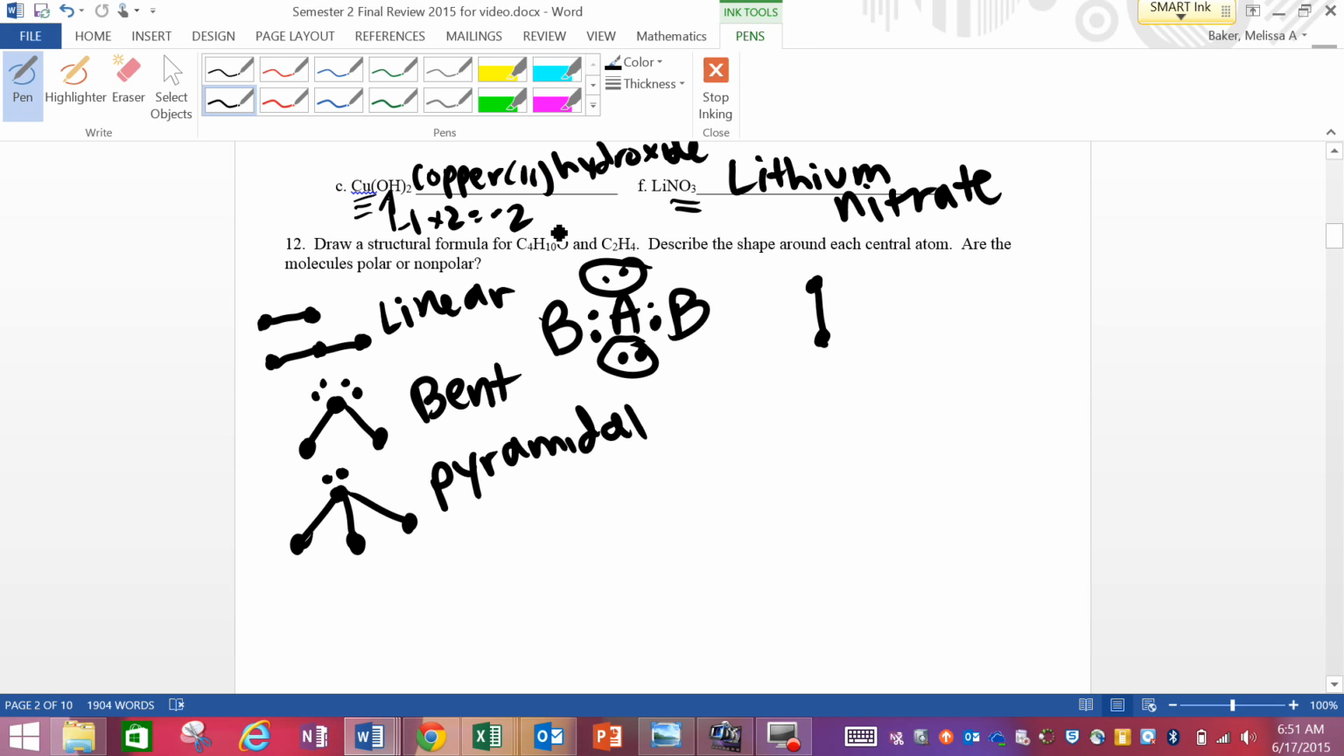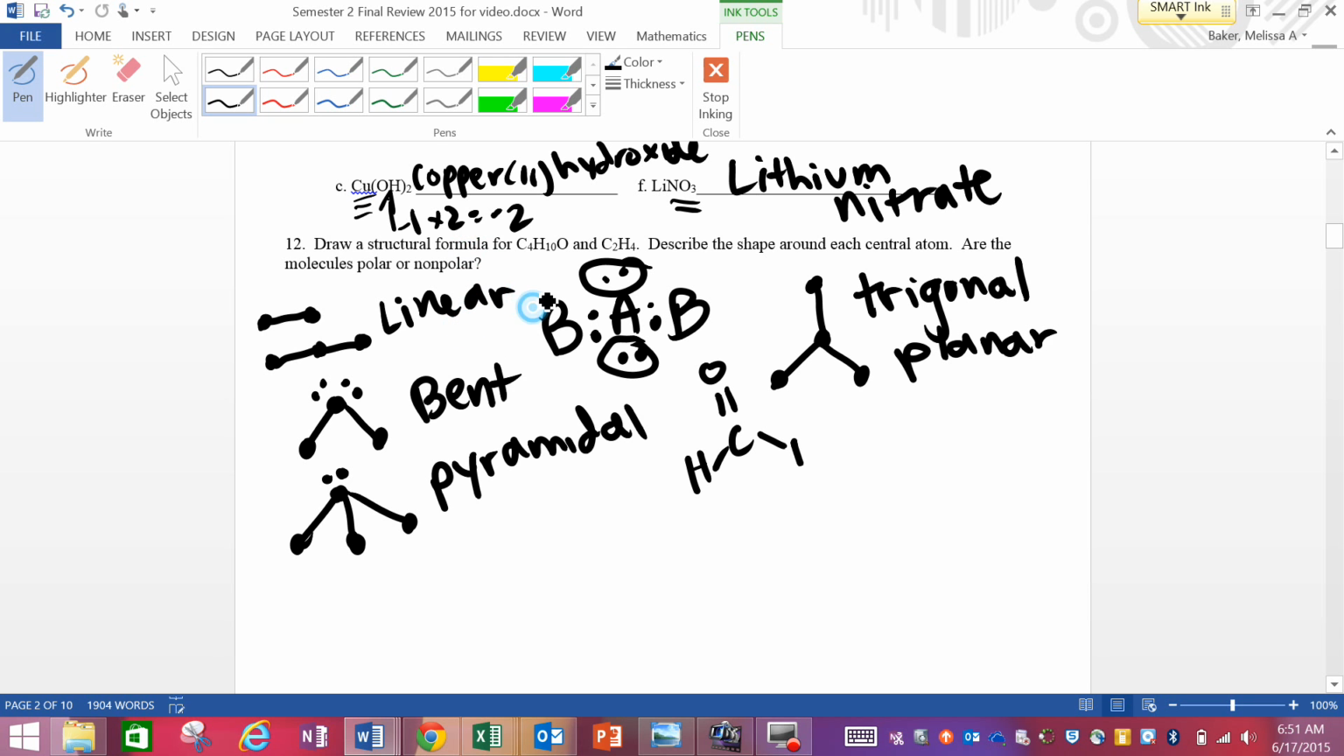Then we've also got trigonal planar. This is when there's no lone pair on the central atom. Nothing pushing those 3 things down. So trigonal planar. An example of this would be like CH2O. That carbon has no lone pairs, so that is all in the same plane. And then the last shape, when you've got 5 atoms, 4 attached to the central atom, trying to draw it in 3D, that's tetrahedral.